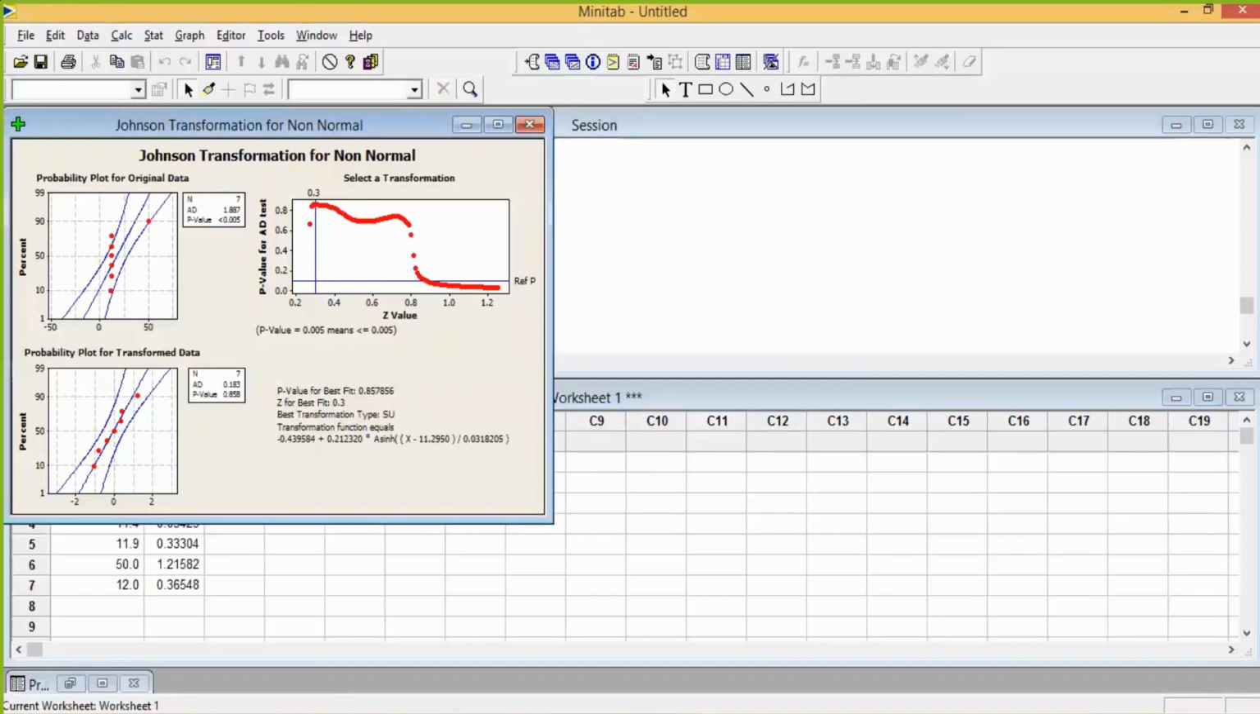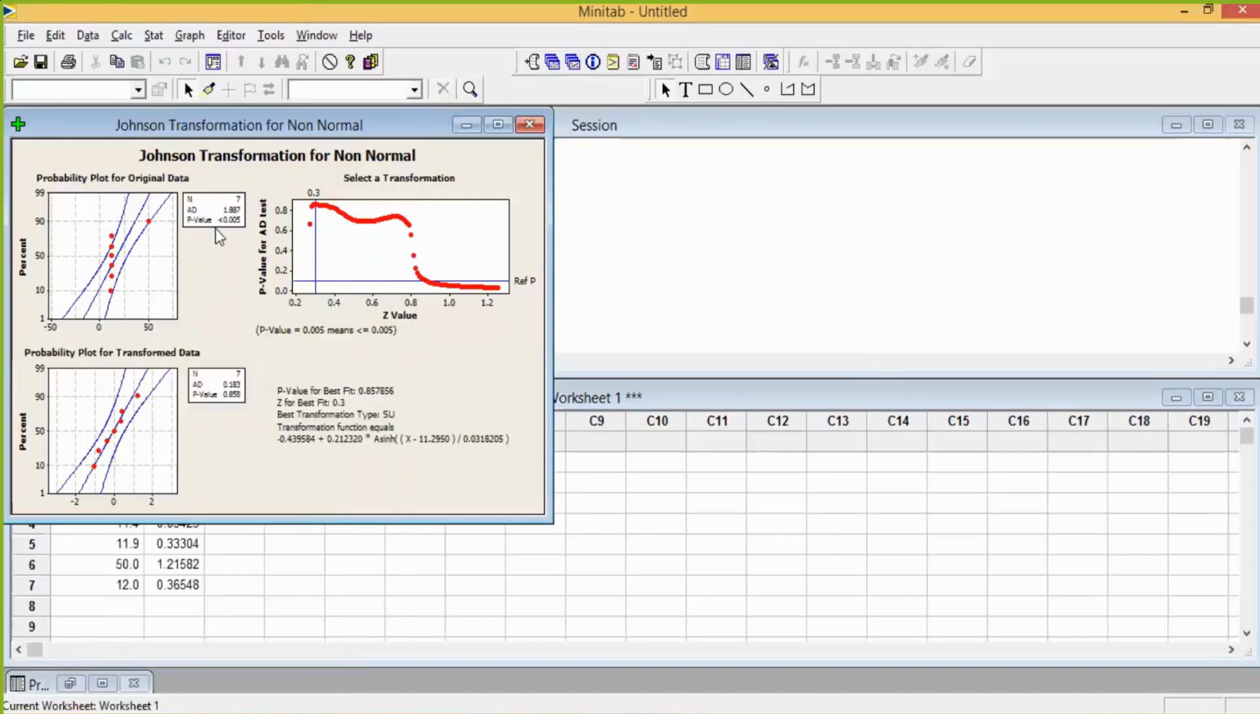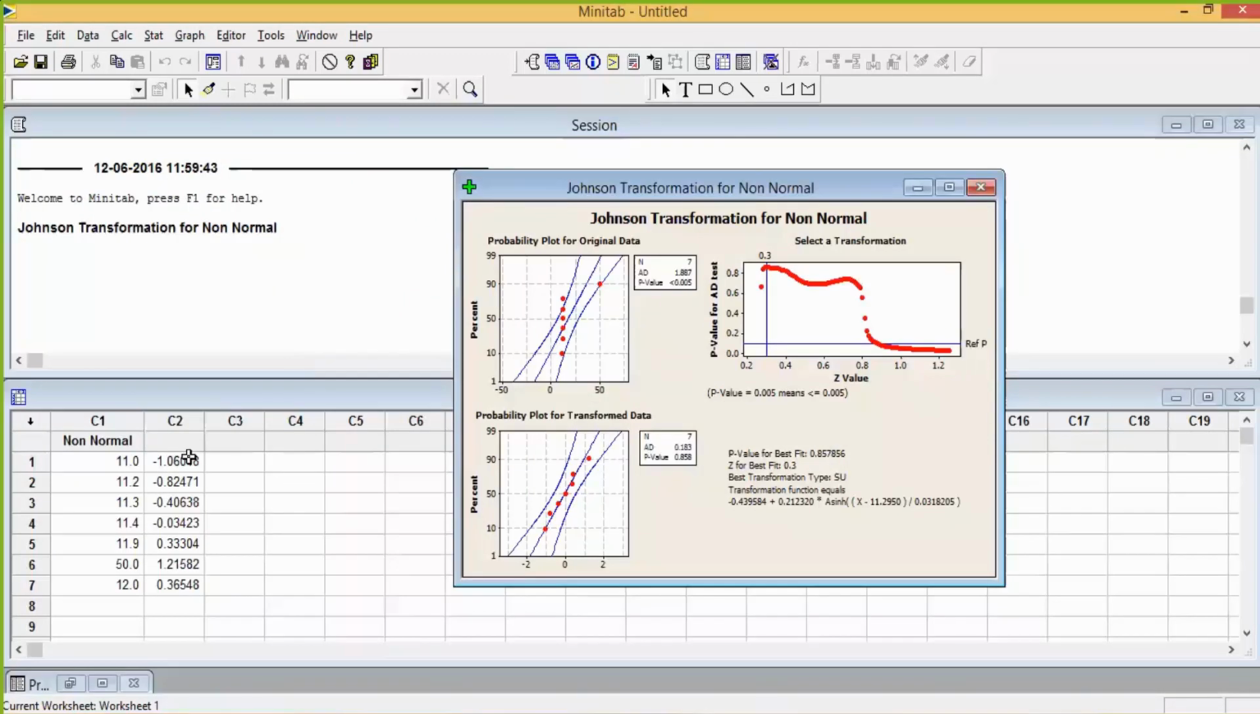You get the graph. See, there is an outlier here. And what is the p-value? P-value less than, I'll enlarge this. See, in the C2 column, I have not entered anything, but it has automatically populated the C2 column with -1, -0.8274, -0.40638. All this is normal data. So now you can carry on your test with this normal data.